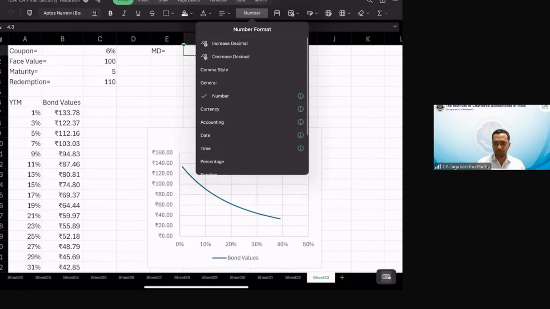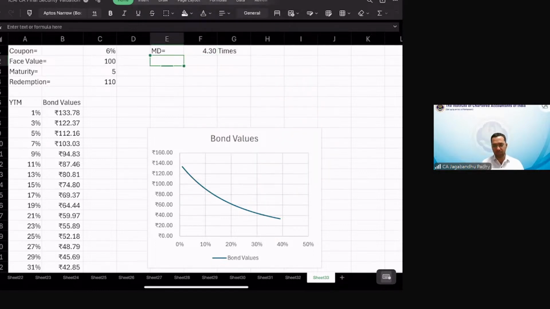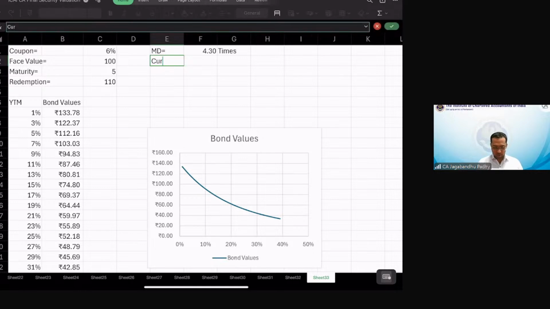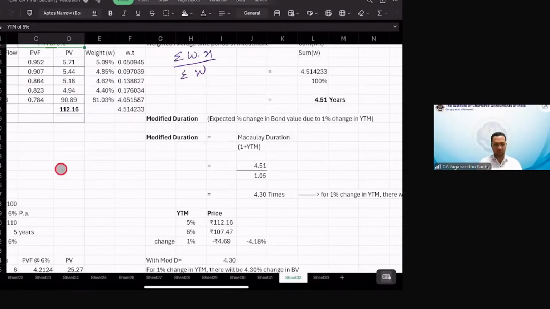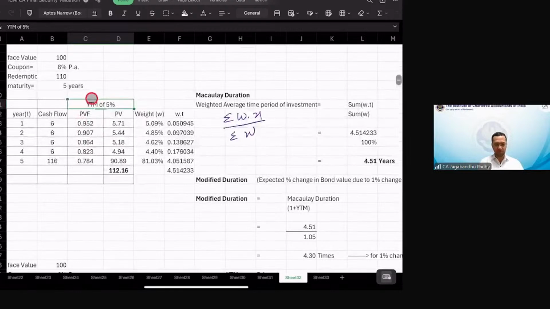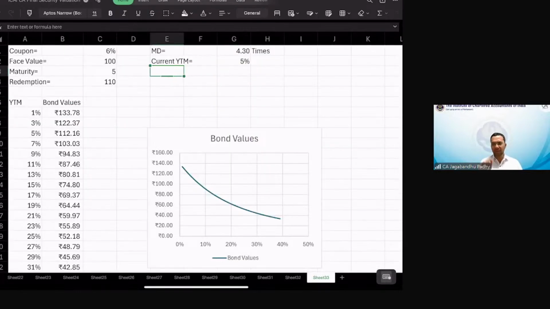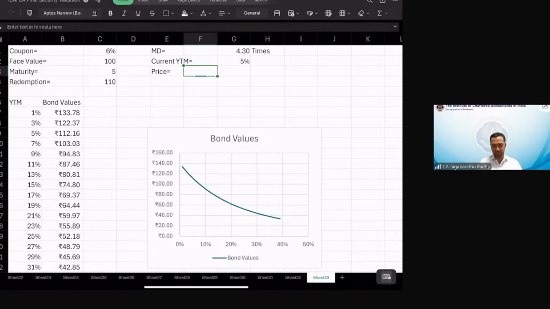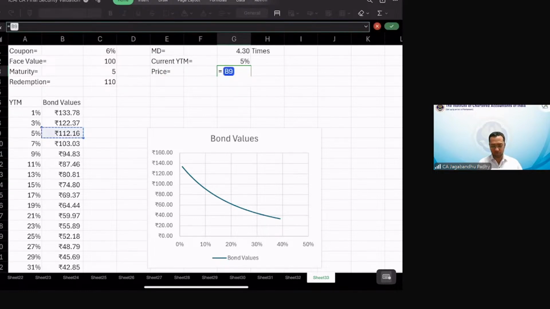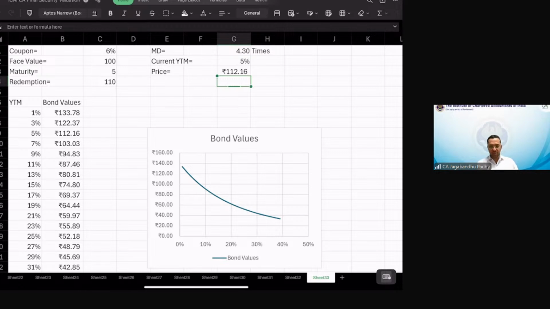Now, modified duration of 4.30 times. So current YTM, we have stated that current YTM was 5%, right? Current YTM at which we computed this, it was 5%. And at a current YTM of 5%, we had an observed price of 112.16. When we changed it by 1%, we were finding that there was error. Correct? There was an error.